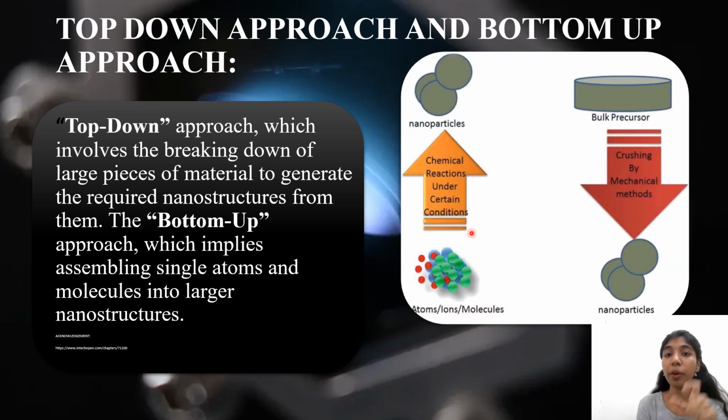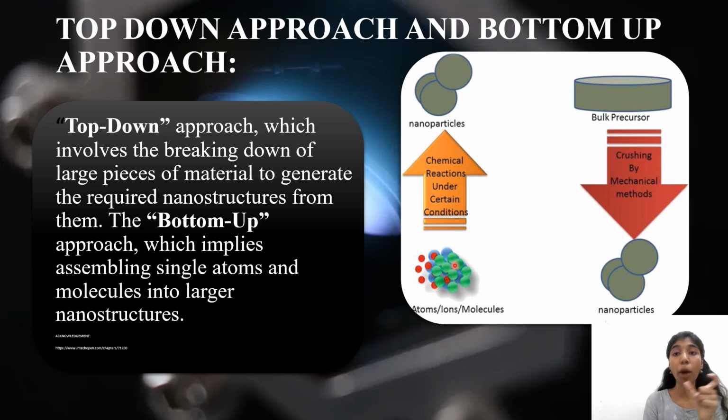explained with this particular image. So when you have atoms, ions, and molecules under certain heat or pressure conditions, and upon certain chemical reactions, you can convert them to nanoparticles. So this is nothing but your bottom-up approach, like you're going from the smaller one to the bigger one.